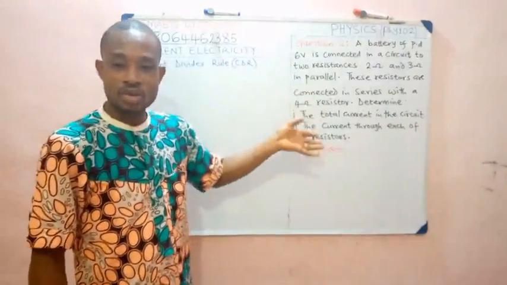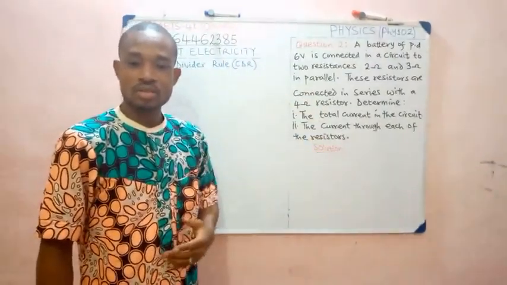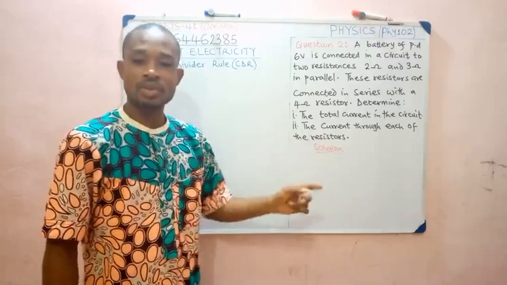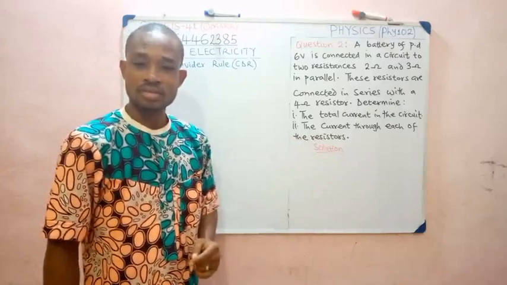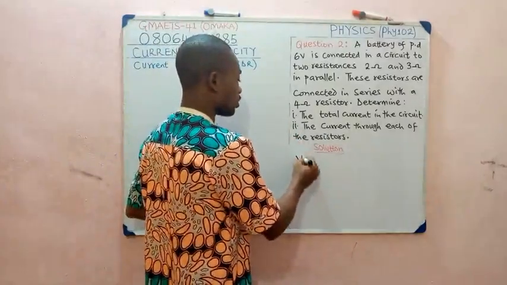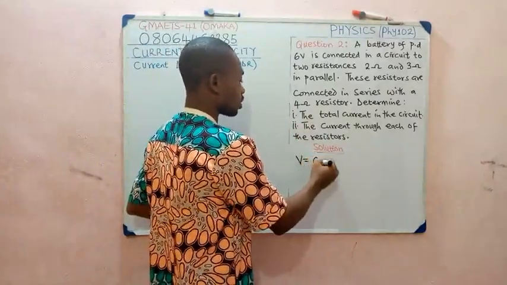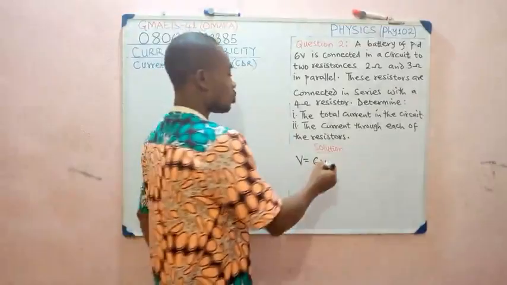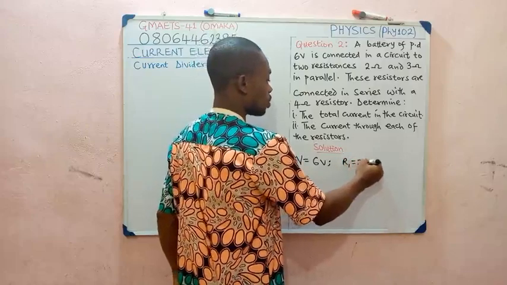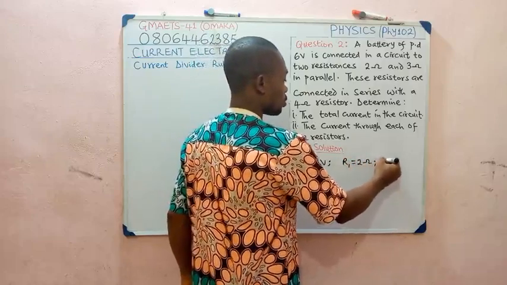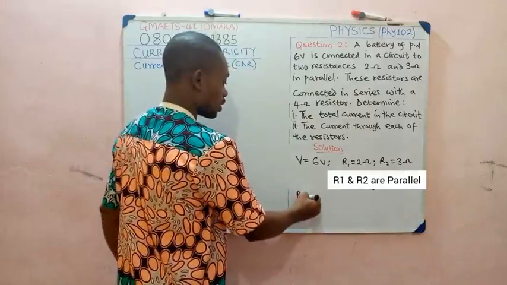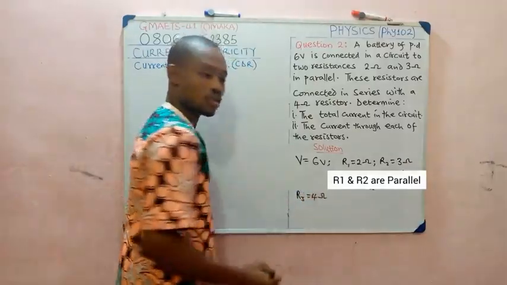One might choose to sketch this if you want, but it's not necessary for solving the problem. Is that okay? I'm going to solve this problem without sketching it. So let us look at how it goes. First, the potential difference, that is the total voltage in the circuit, is 6 volts. And then we have two resistors. Let's say R1 equal to 2 ohms, and R2 equal to 3 ohms. Then let us say that R3 is equal to 4 ohms.